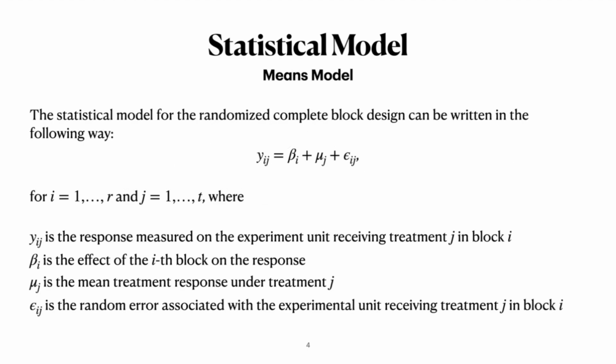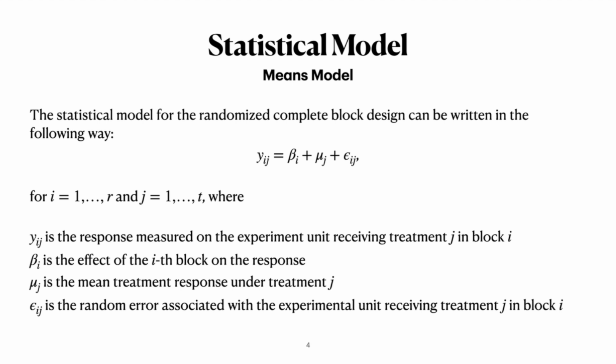So the statistical model for the randomized complete block design can be written as a means model in the following way. So we've got y sub ij being equal to beta sub i plus mu sub j plus epsilon sub ij, i going from 1 to r, j going from 1 to t. Now we need to be careful and make sure we understand what these subscripts represent. Different textbooks, different resources will maybe switch the order of the indices, so we need to make sure that we understand how we're using them in this particular set of notes.